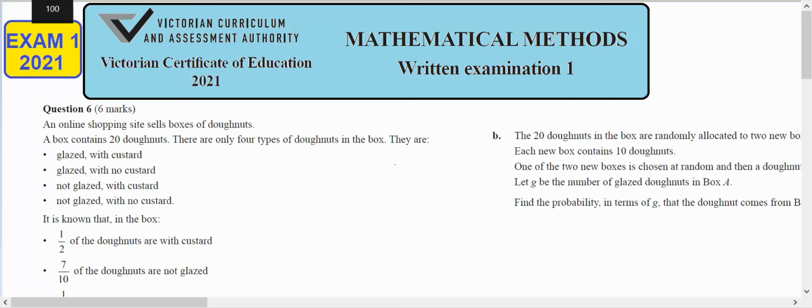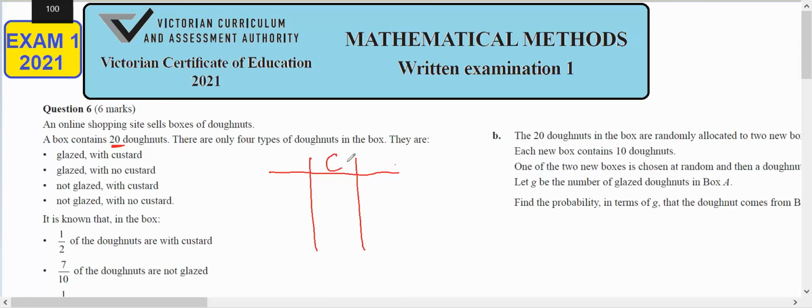This is for mathematical methods. It is the VCAA 2021 exam 9 question number 6. So online shopping contains donuts. There's 20 donuts, 4 types. Okay, so I might sort this using a probability table.